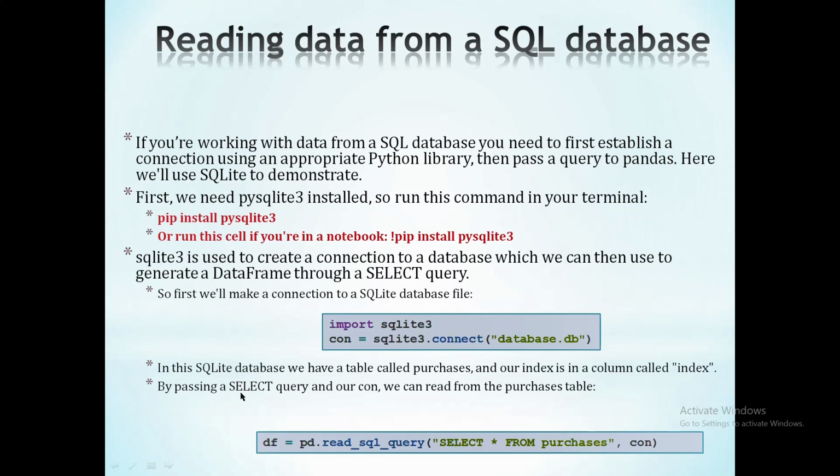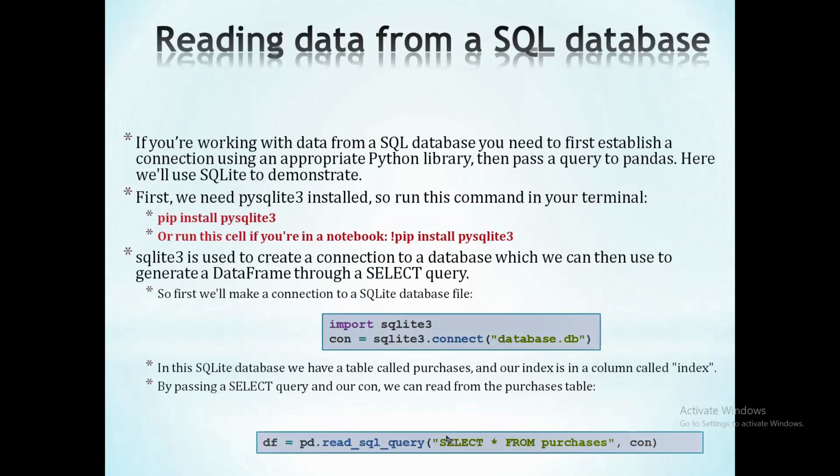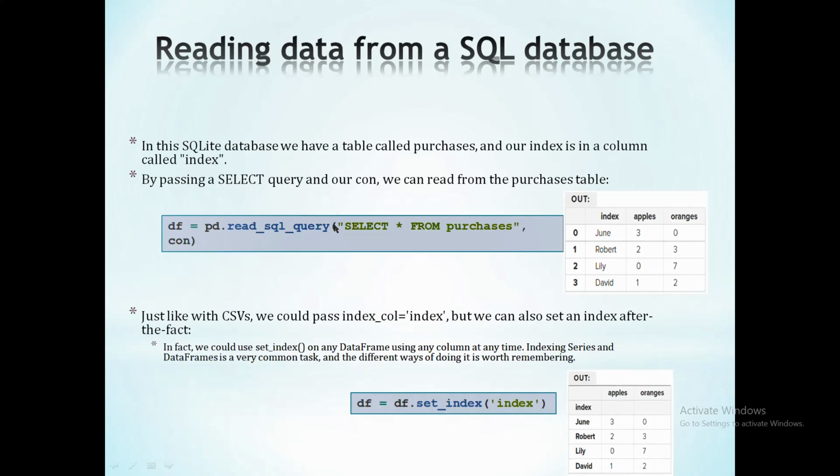Similar to a relational database management system, we can directly use queries with the function read_sql_query. Different data manipulation functions such as select, insert and update will be applied to this. Here I am using select star from purchase. I establish a connection with database.db, and from select from purchase I get the output like this. These are all the index values, and these are the persons who purchased the fruits.